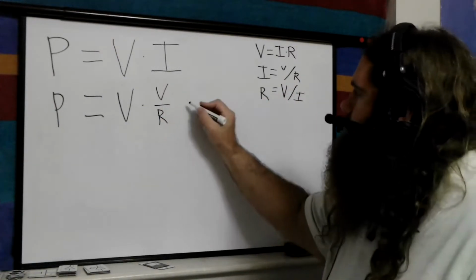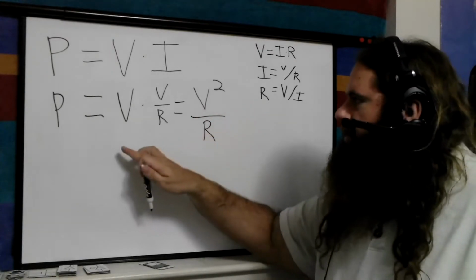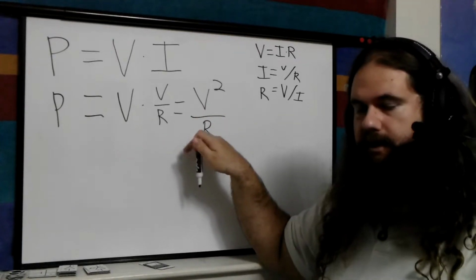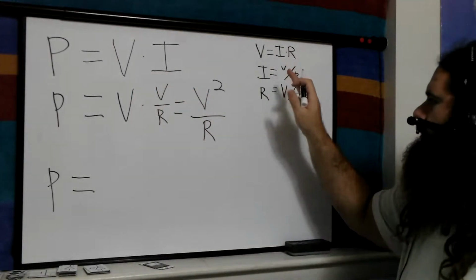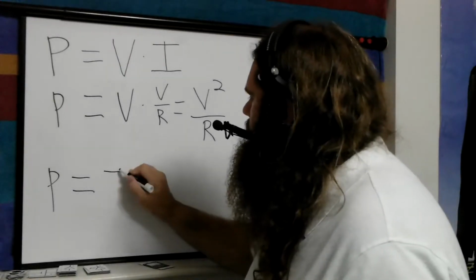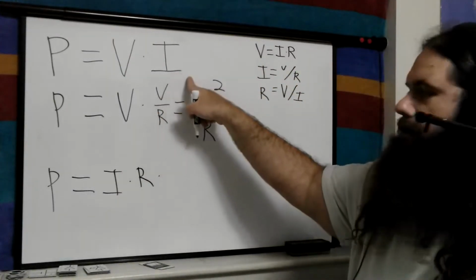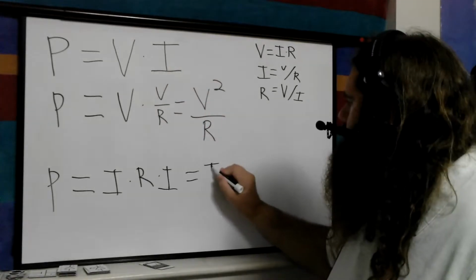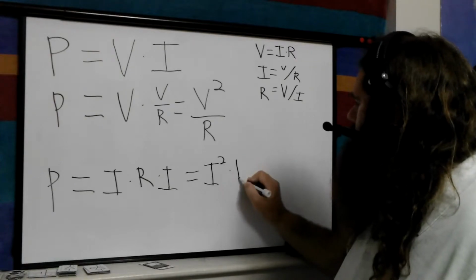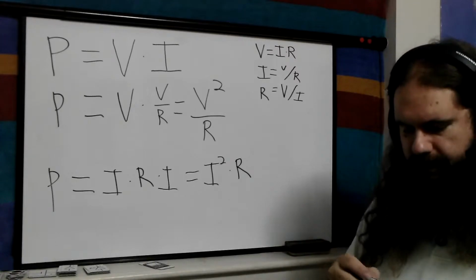See? And simple algebra. So instead of calculating power based on voltage and current, you can calculate power based on voltage and resistance. Or substitute in for voltage: current times resistance. Current times resistance, and then current again, because we're substituting for V here and we still have the I. So now we have I squared times R. So power is the square of the current times resistance.